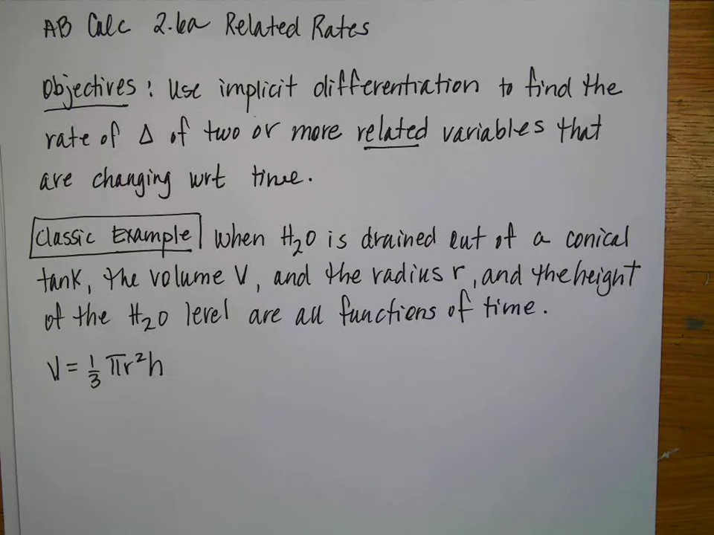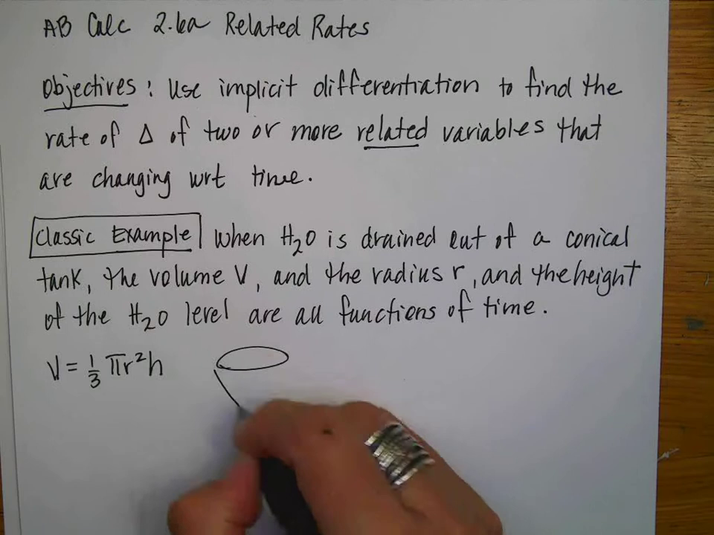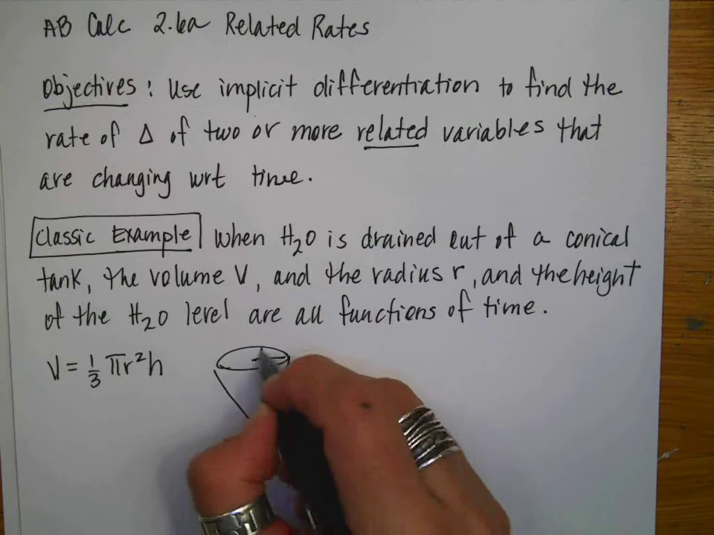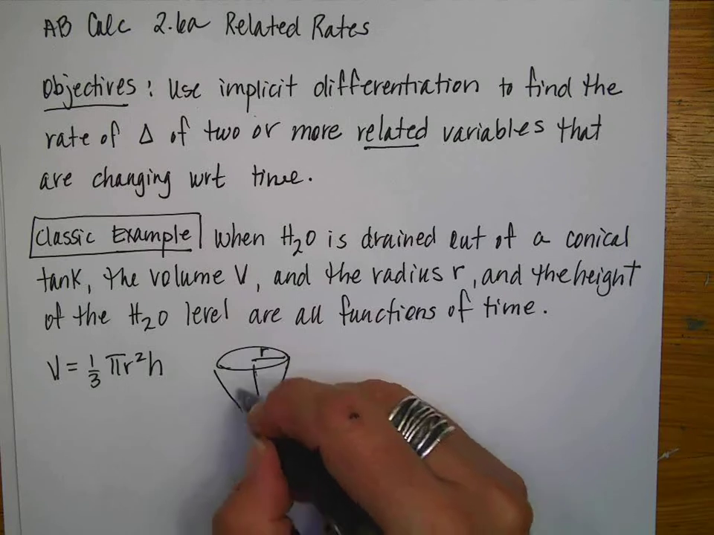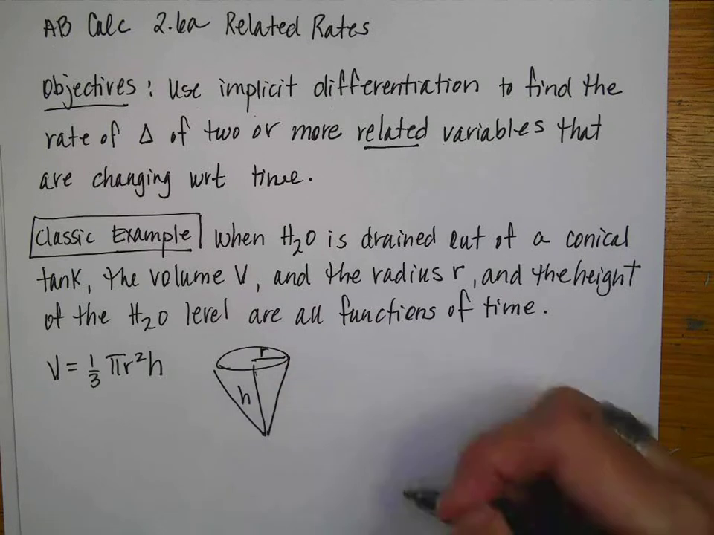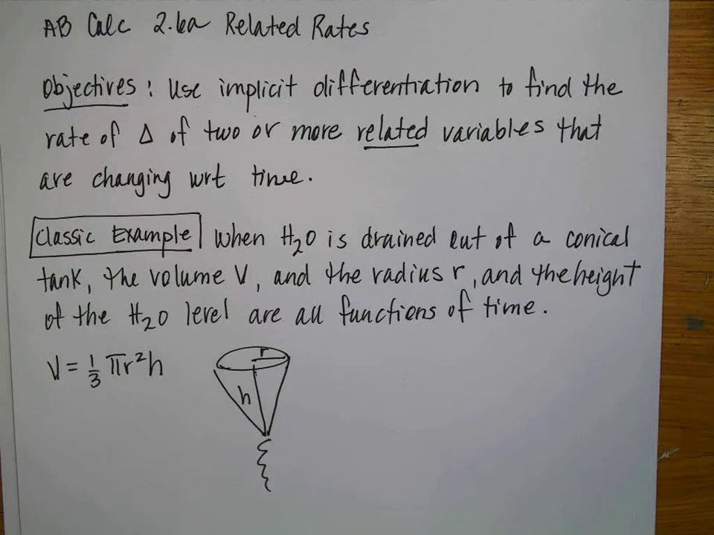So here's the classic example. When water is drained out of a conical tank, the volume V and the radius R and the height of the water level are all functions of time. And so here is the volume of a cone, right? So I have a conical tank. So here's my cute little tank, right? Here is its radius. Here is the height, okay? And then the volume is that particular formula. Water is coming out of my little tank.